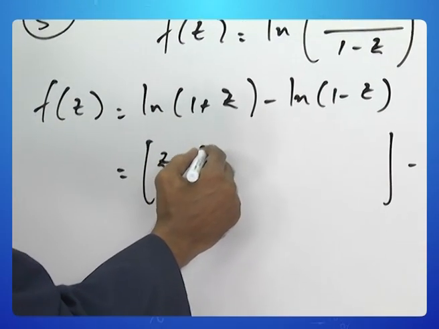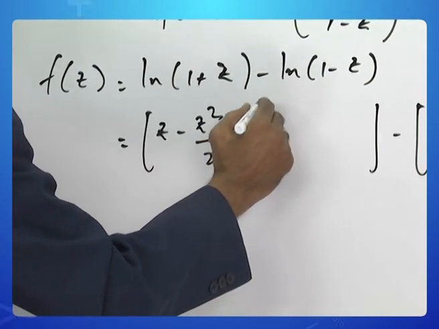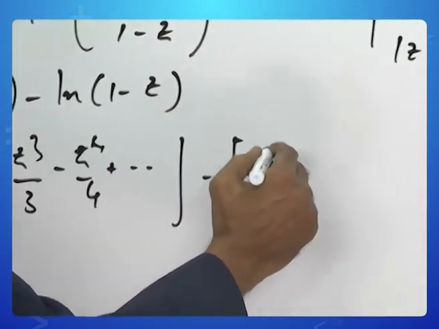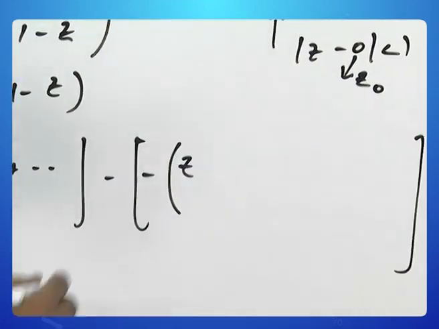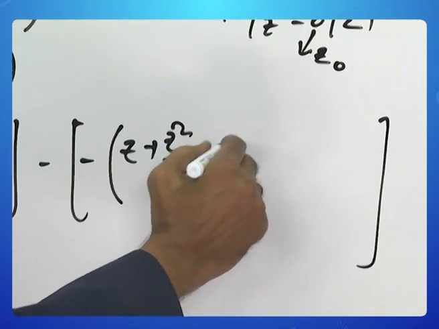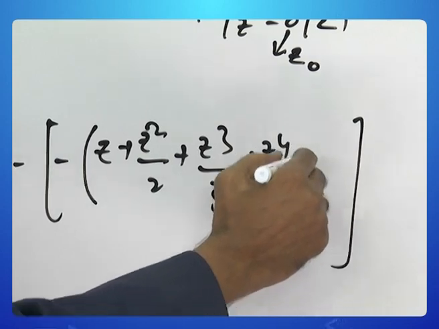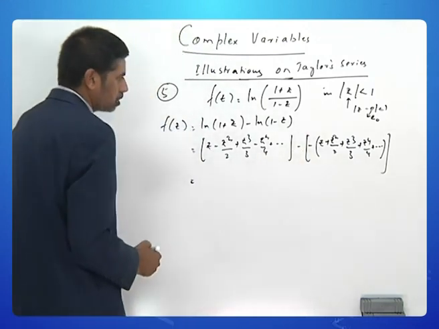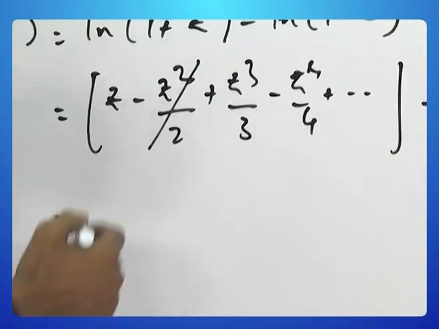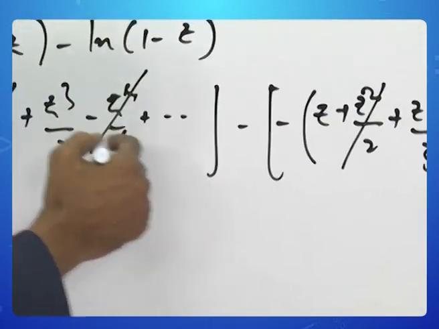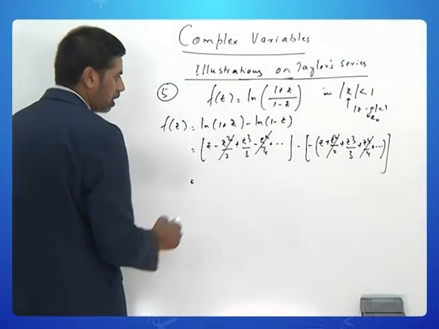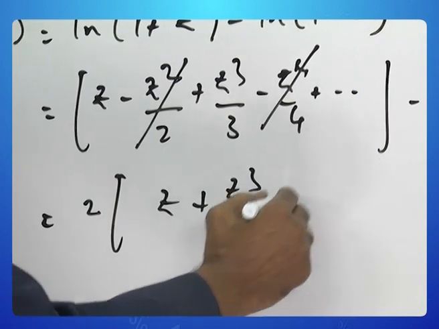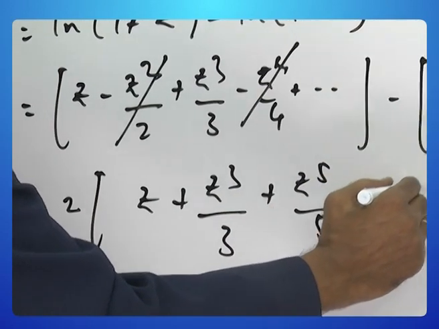So this, as we have seen earlier, is z minus z square by 2 plus z cube by 3 minus z power 4 by 4 and so on. And this is minus of z plus z square by 2 plus z cube by 3 plus z power 4 by 4 and so on. So this becomes minus of minus plus. The moment it is plus, the minus z square by 2 and plus z square by 2, minus z power 4 by 4 plus z power 4 by 4 will vanish, and the rest of the terms will become double. So 2 times z plus z cube by 3 plus z power 5 by 5 and so on.